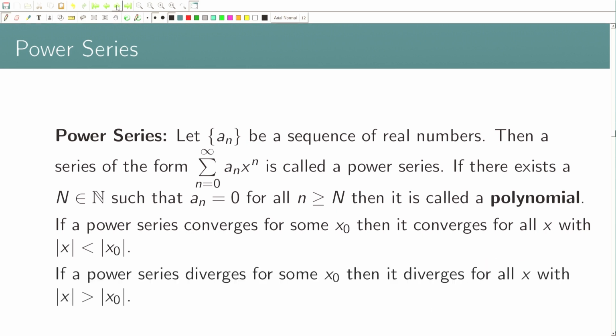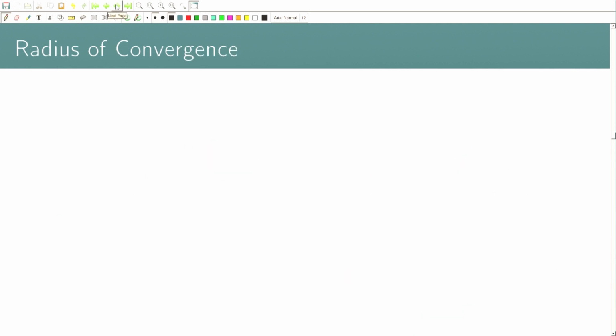Okay. And similarly, if the power series diverges at some x naught, then for any point lying outside the interval minus x naught to x naught, the power series is going to diverge. So now the question is: what is the region in which the power series is going to converge? The natural thought process is this.